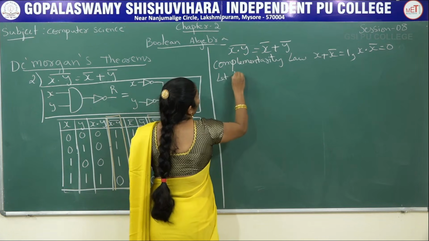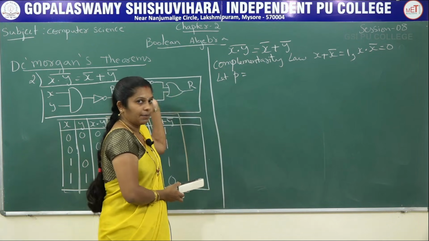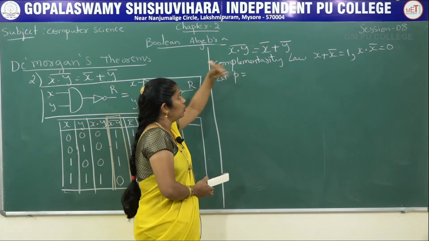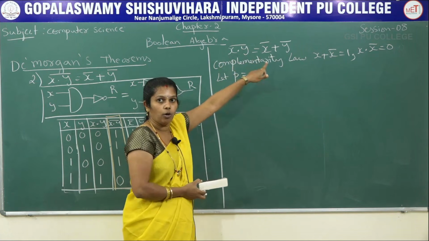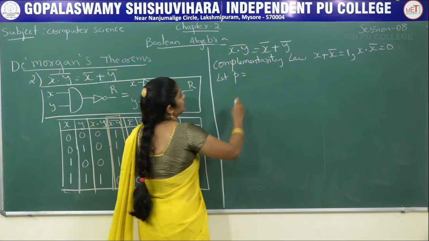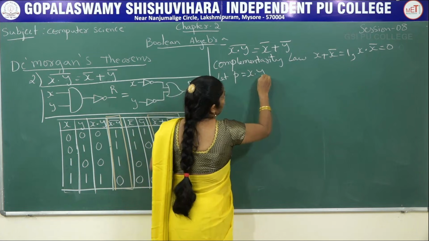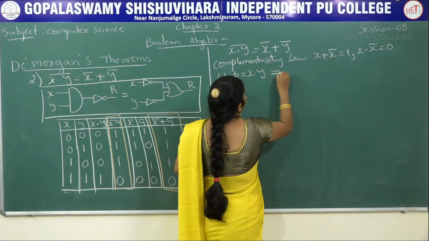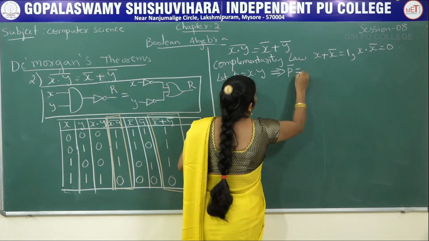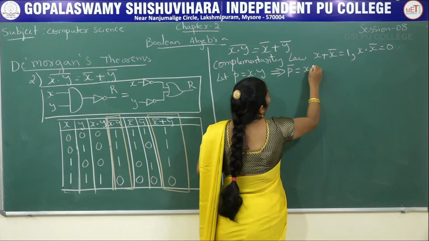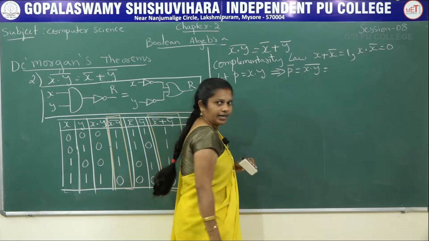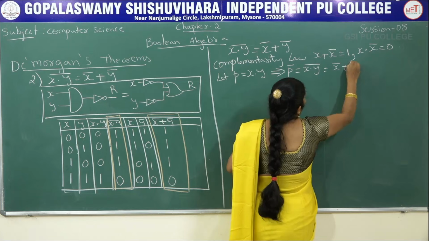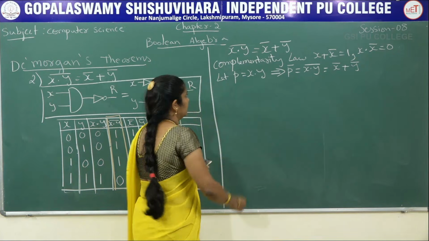Let P equals. Whereas in the previous case, for P we took x plus y, but now we want to prove that x into y whole bar. That's why I take P equals x into y. Which implies, what exactly does P bar state? X into y whole bar. We will apply De Morgan's concept here. That is x bar plus y bar. Now is it clear?